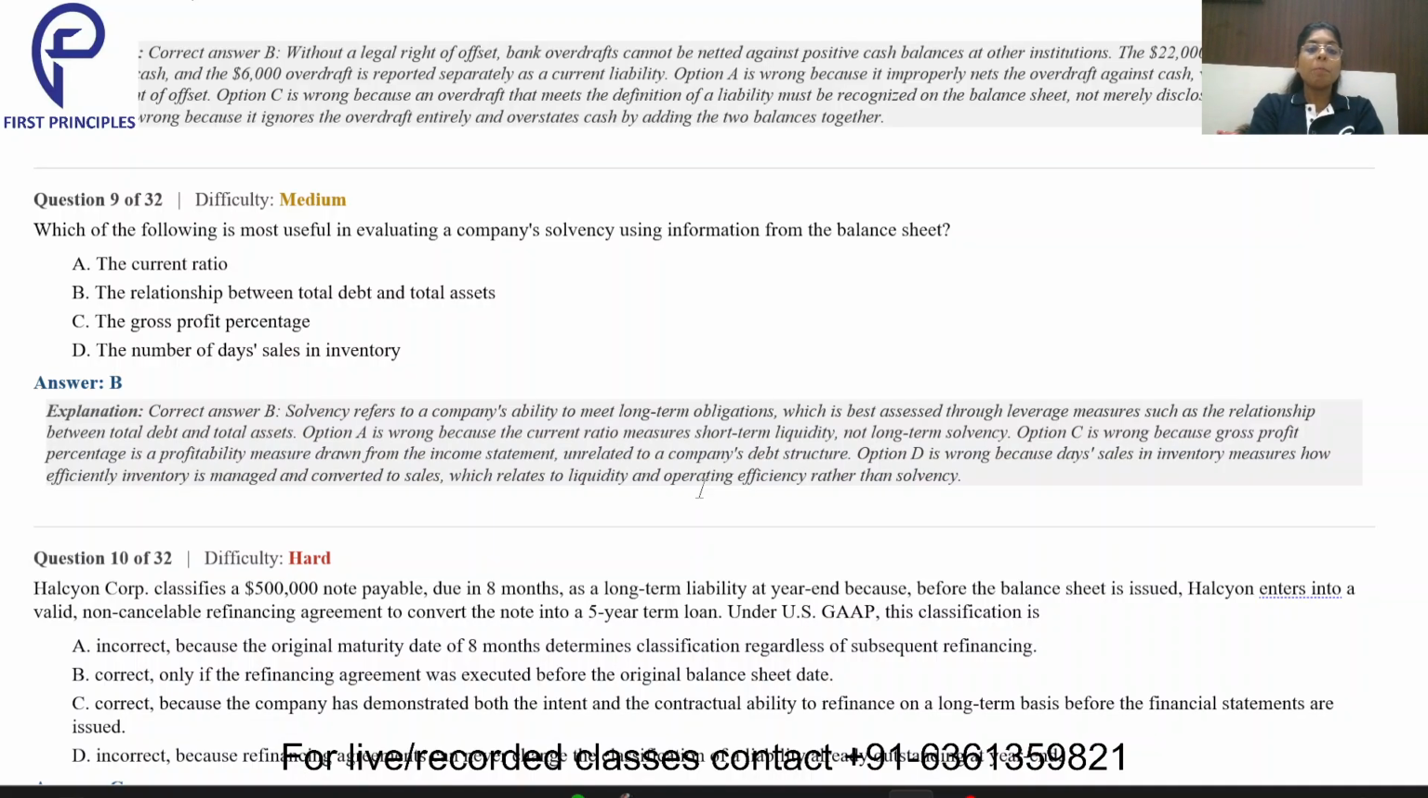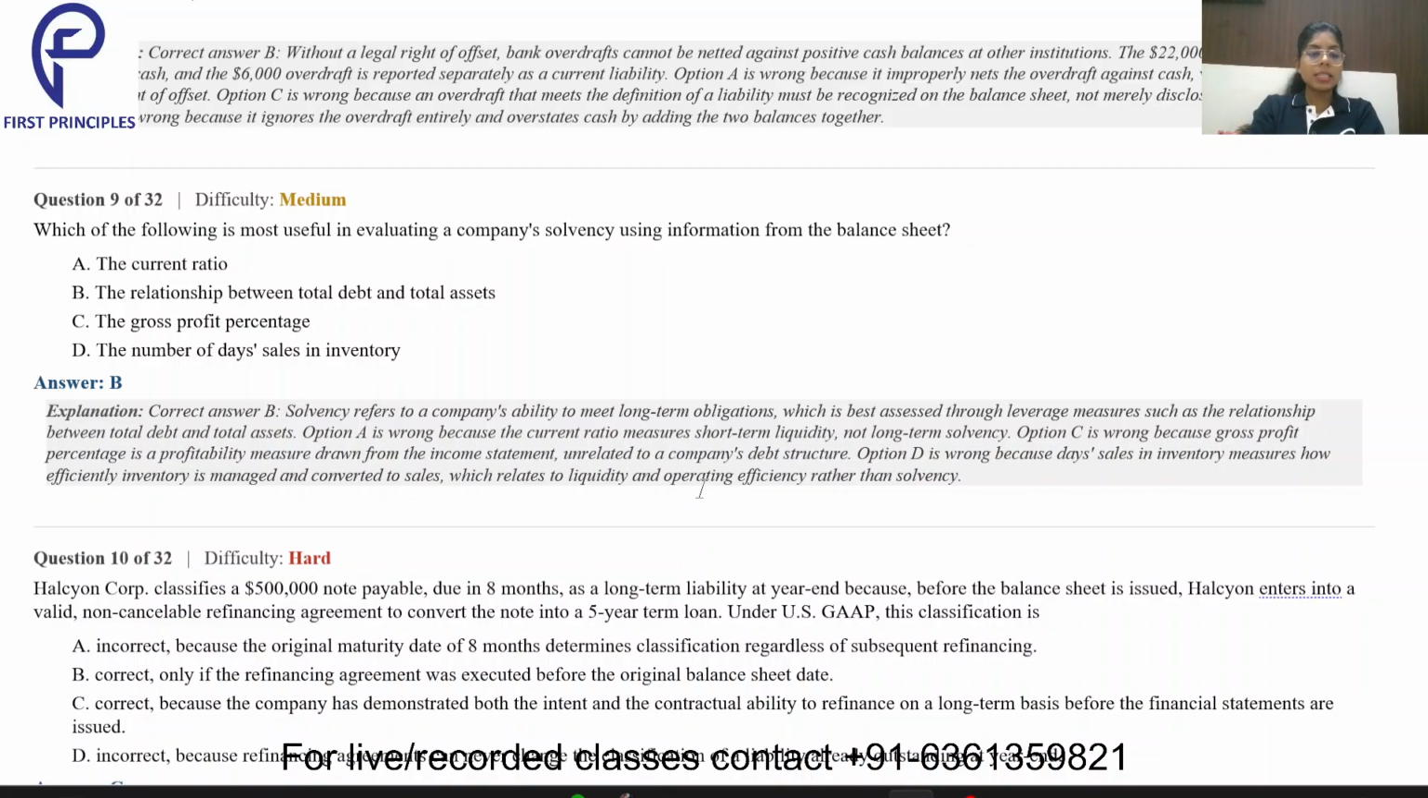Then option B, the relationship between total debt and total assets. The total debt and the total assets, it is related to meeting the long term obligations of the company. Long term obligations are directly related to solvency. So again, option B is the correct answer. Option C, gross profit percentage. Is it the correct answer? No. Why? Because it will not help us understand solvency, the company's ability to meet its long-term obligations and repay its long-term debts. We cannot identify that with the help of the gross profit percentage. So this is not the correct answer.